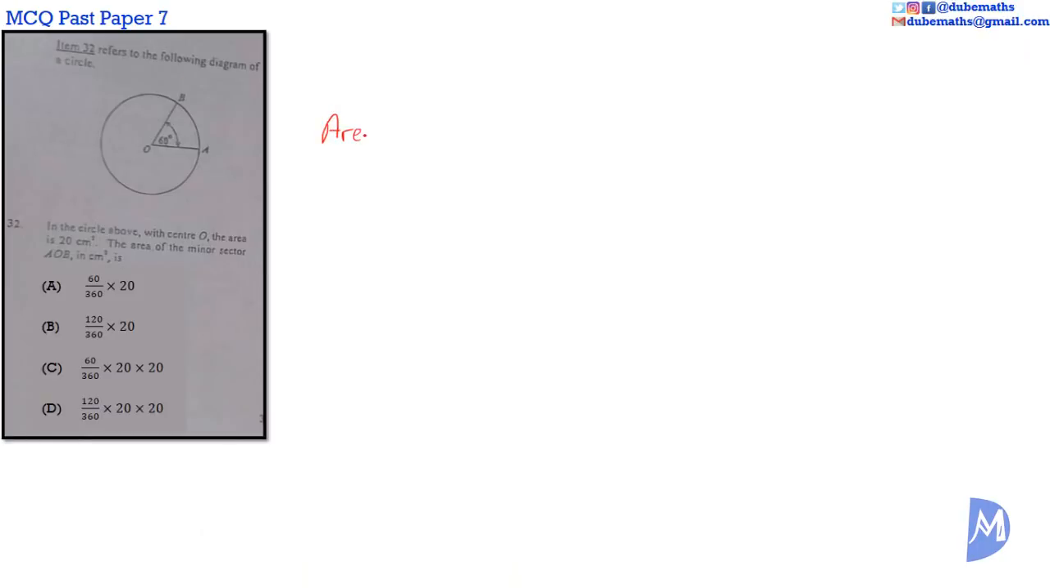Area of a sector is equal to the angle that the sector forms over the total angle 360 degrees multiplied by the area of the circle. Therefore, the area of this minor sector AOB is equal to 60 over 360 degrees multiplied by the area of the circle, which is given as 20. The answer is A.